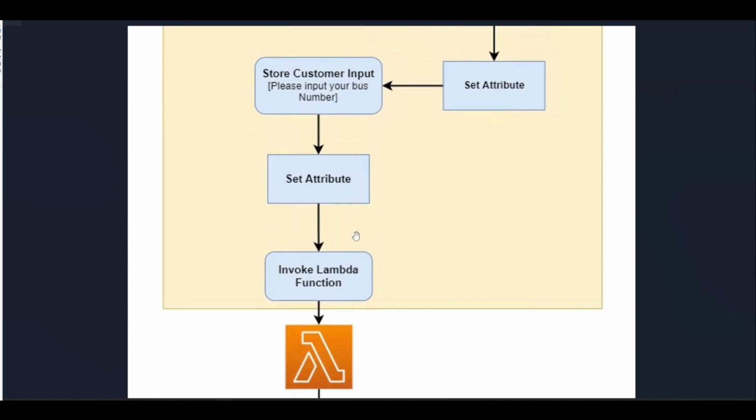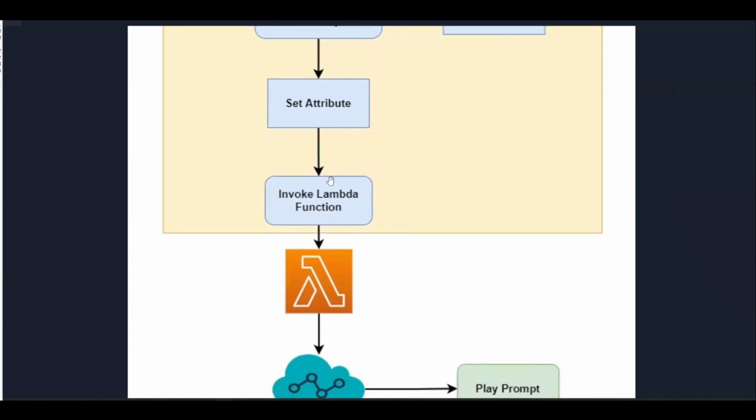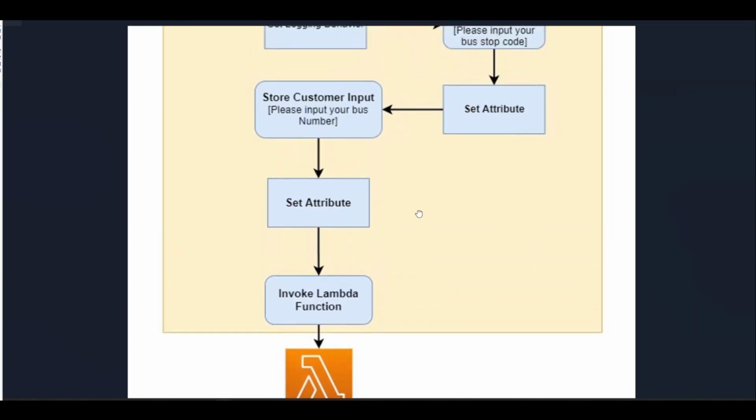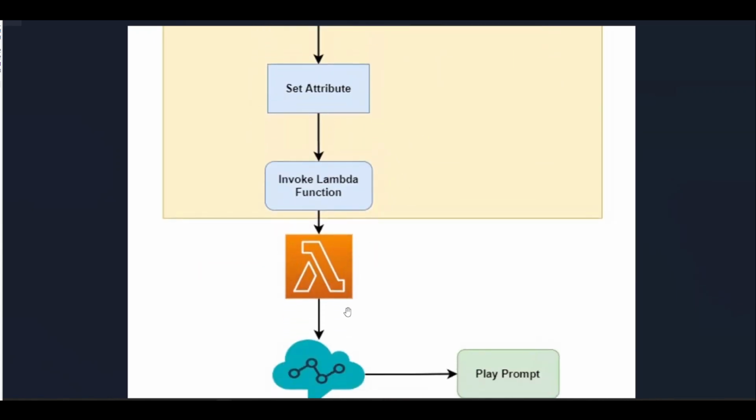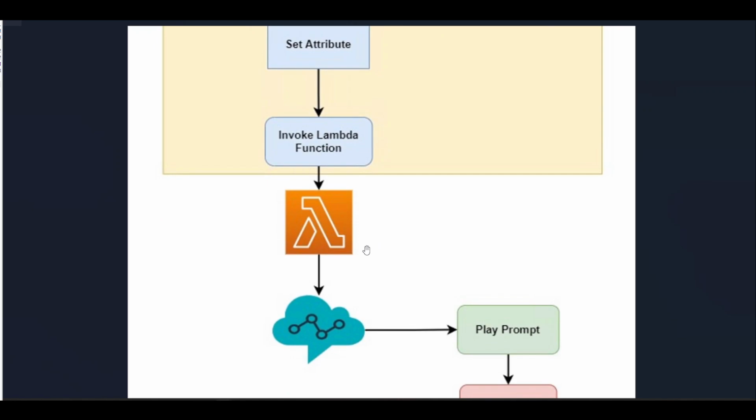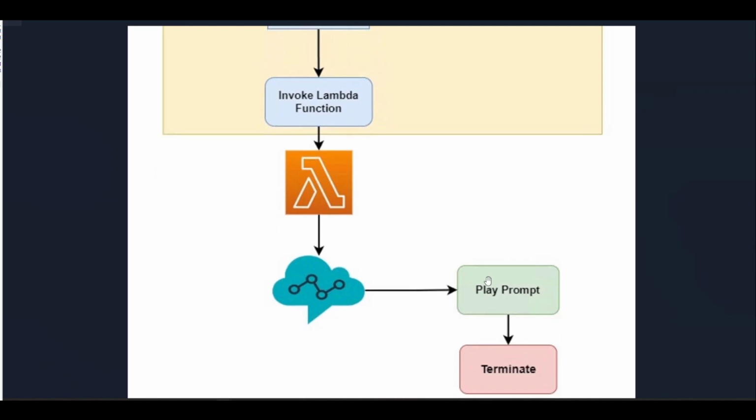Then I'm invoking Lambda from Amazon Connect. With these two attributes, bus stop code and bus number, I'm passing those parameters to Lambda. From the Lambda, I'm calling the API. Once we get the results, I'm returning that value back to Amazon Connect, and I'm using a play prompt to play that the next estimated arrival time is 5 minutes, or 6 minutes, or 2 minutes, or 3 minutes, however I like it.